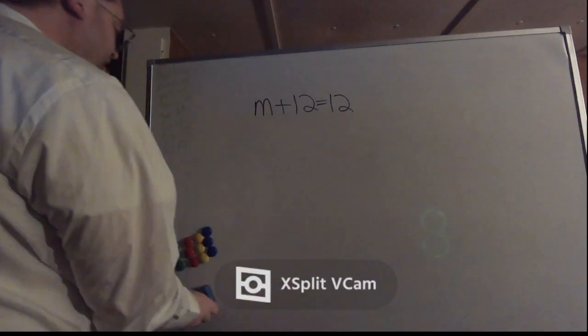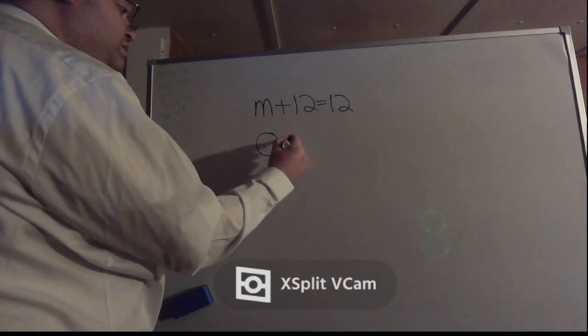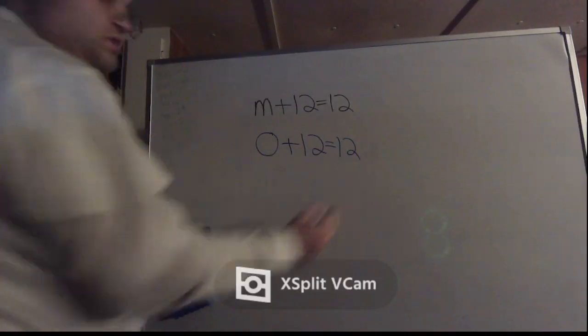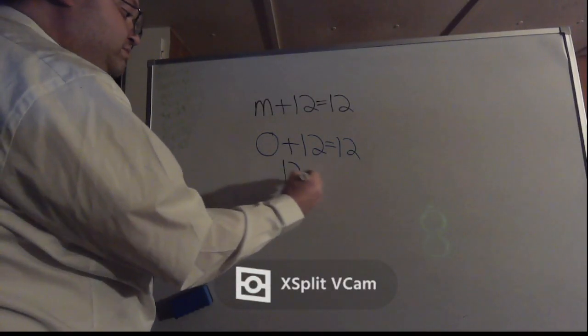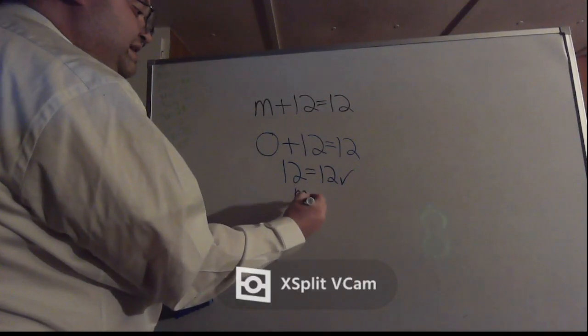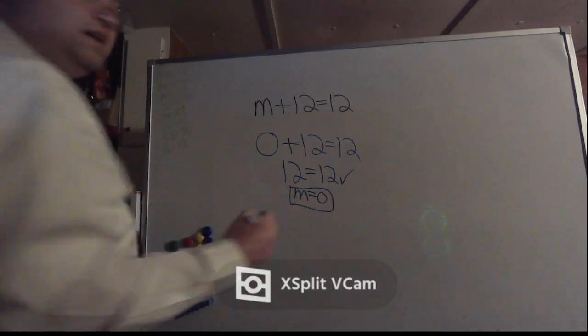Well, how about m equaling 0? If I put 0 in place of m, I have 0 plus 12. Does that equal 12? Well, yeah, any number plus 0 is itself, so 12 equals 12. We got a true statement. We could say m, in fact, equals 0. I put a box around it to signify that's a solution.